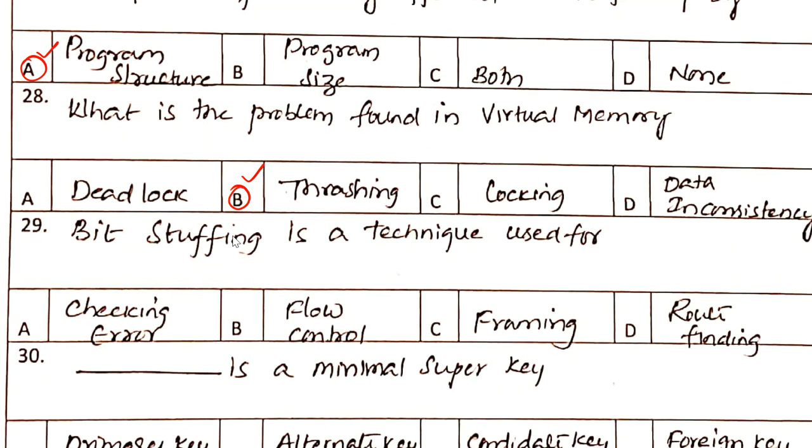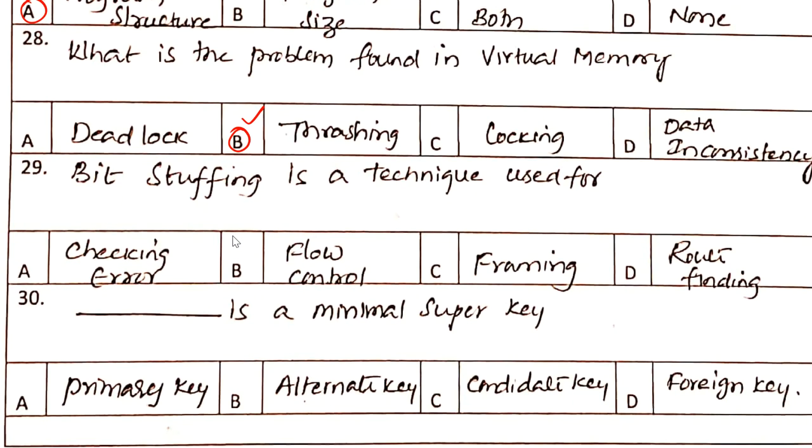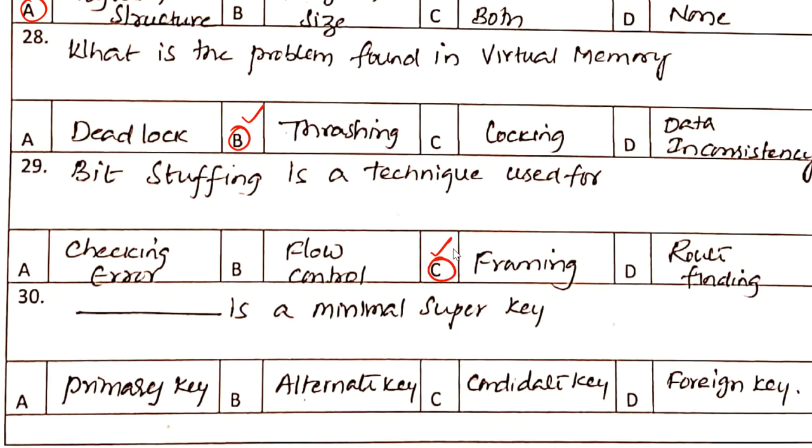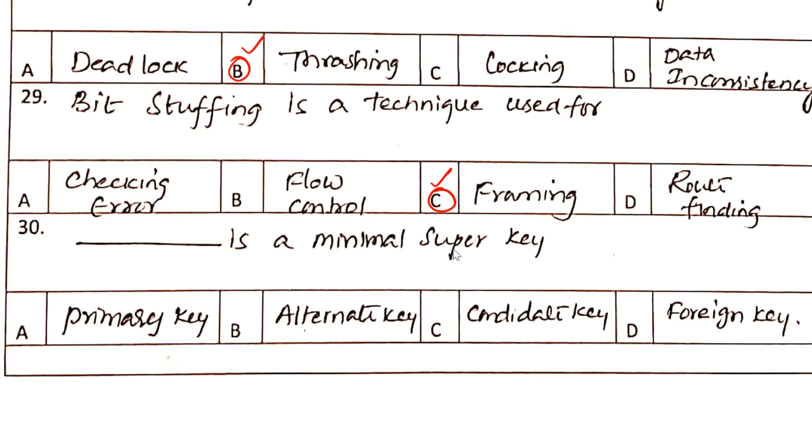Bit stuffing is a technique used for checking error, flow control, framing, root finding. Okay, so 29th question, framing is the right answer. So dash is a minimal super key: primary key, alternate key, candidate key, foreign key. The correct answer is the candidate key here.